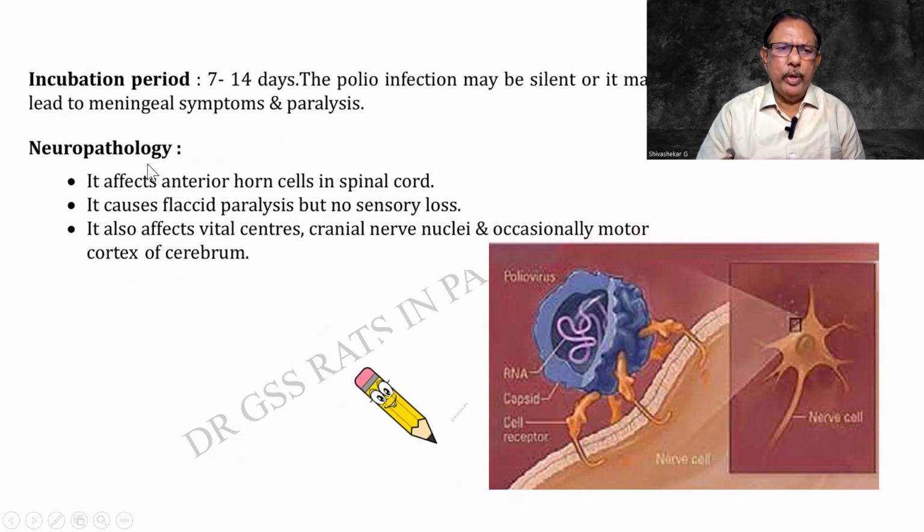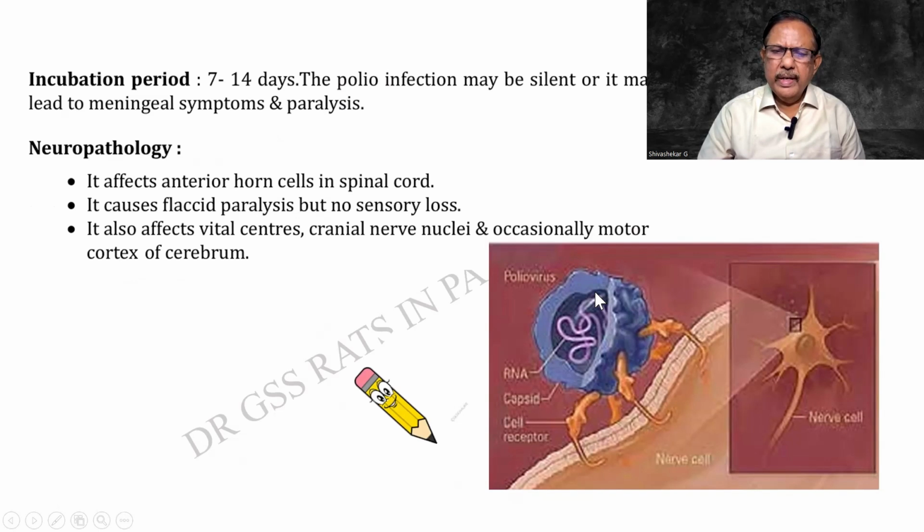Neuropathology is the most important one. All of us know it causes some kind of weakness of the muscles. It affects the anterior horn cells. And there is a flaccid paralysis. Flaccid means some kind of weakness, but there is no sensory loss.